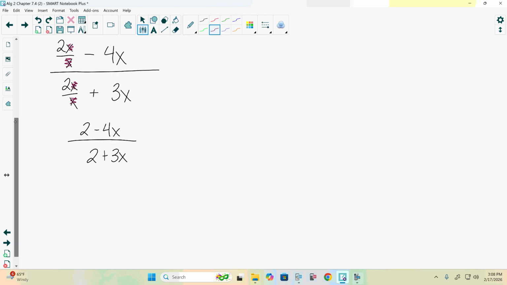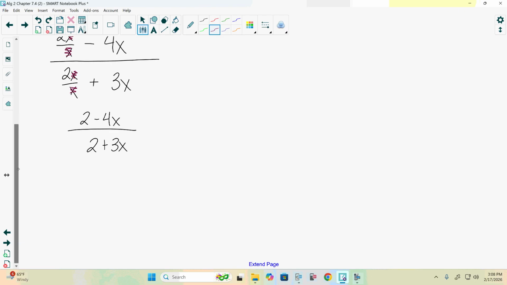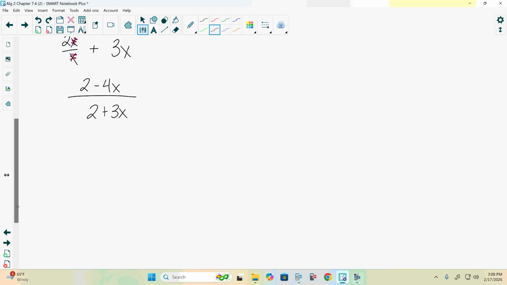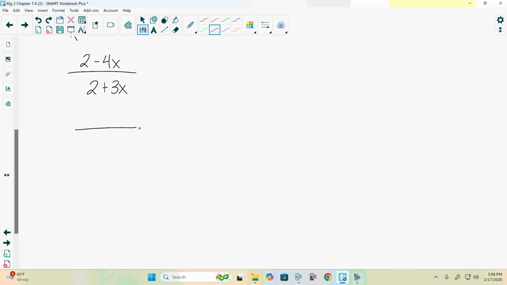Questions with how we got here? Now the denominator, 2 plus 3x, there is no greatest common factor, nothing we can do with it. However, the numerator, 2 and 4x, has a greatest common factor of 2. And this is as far as we go, because even though we do have that 2 on bottom, it's stuck with that 3x because they're being added.